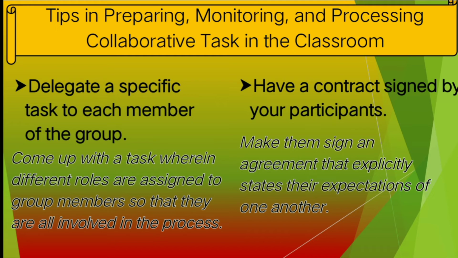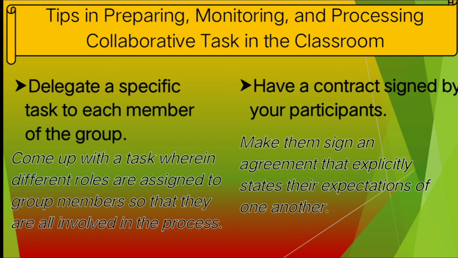The fifth tip is to delegate specific tasks to each member of the group. So how do you get students to participate in the task? You will come up with a task wherein different roles are assigned to group members so that they are all involved in the process. Each member should feel responsible for the success of their group mates and realize that their individual success depends on the group success because they are working as a group instead of working alone.